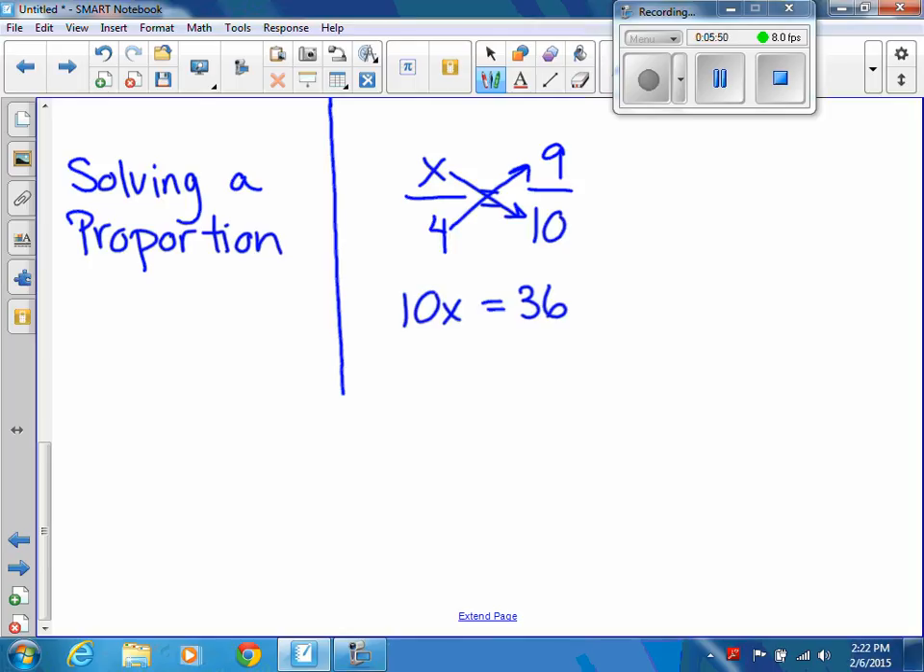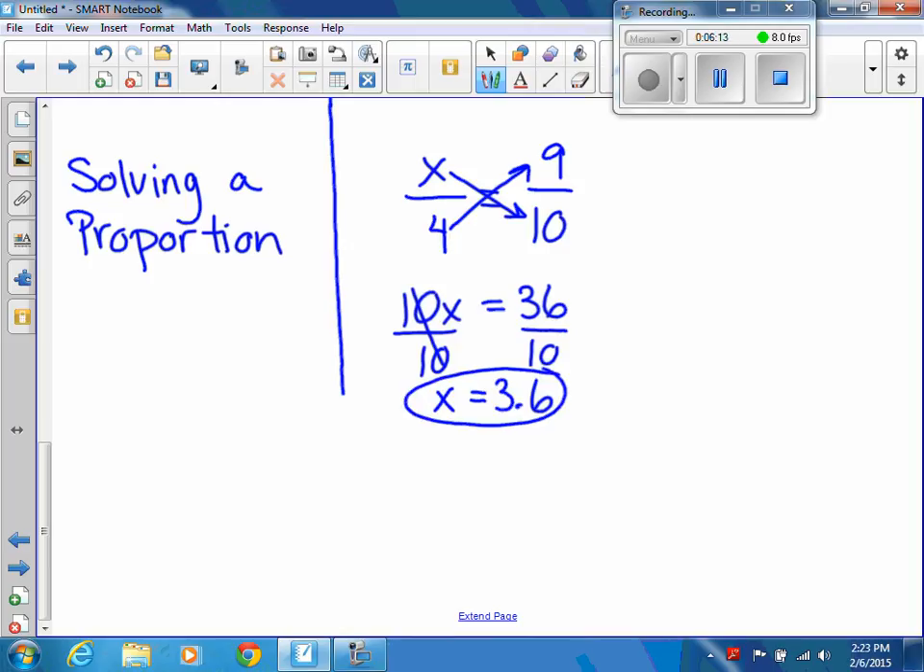I have 10x, so I want to get rid of the 10. That means I'm going to divide both sides by 10, because remember 10x means 10 times x. So I always do the inverse operation to solve. So I'm dividing by 10, because 10 times x, dividing by 10 is the opposite. And I have to do it over here as well. When I divide 36 by 10, I get 3.6. And that is my answer for x.